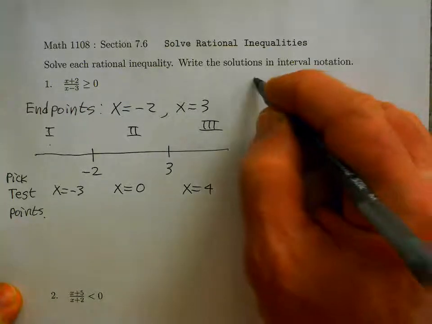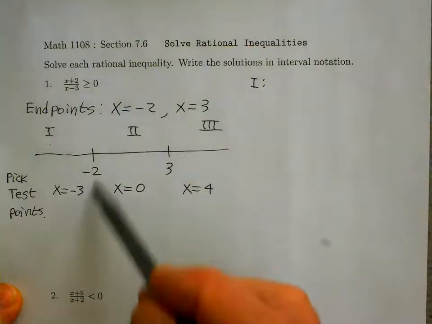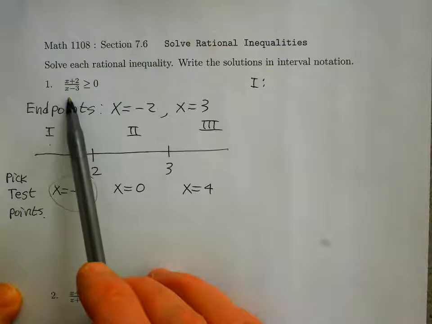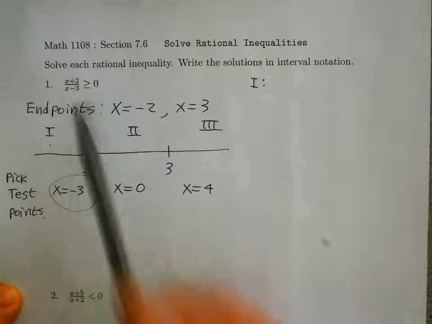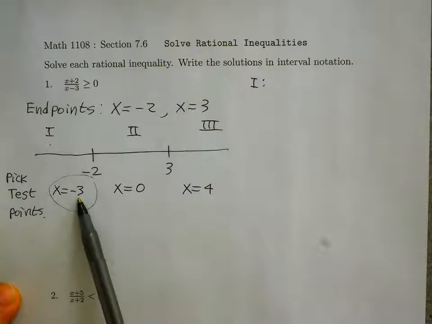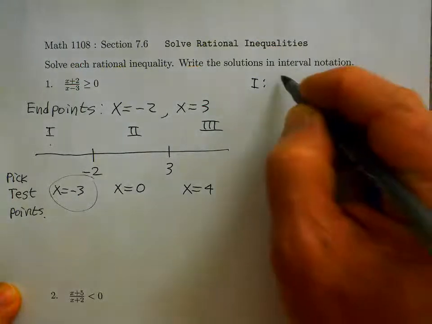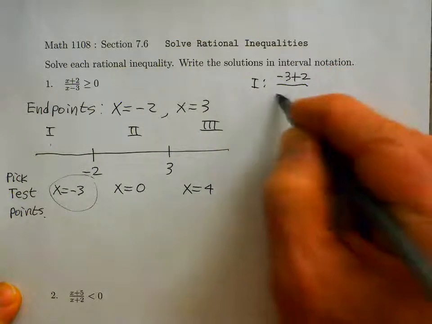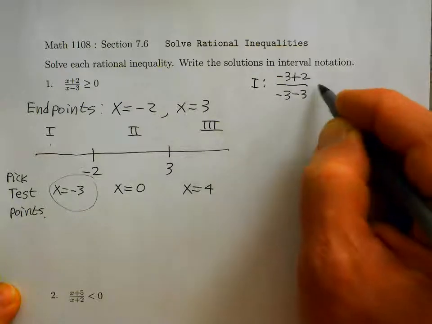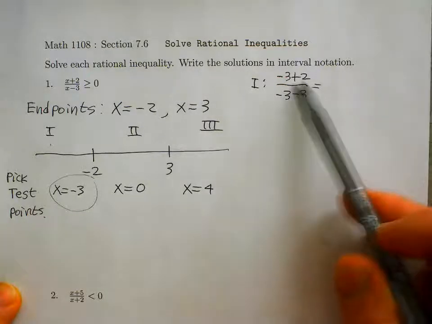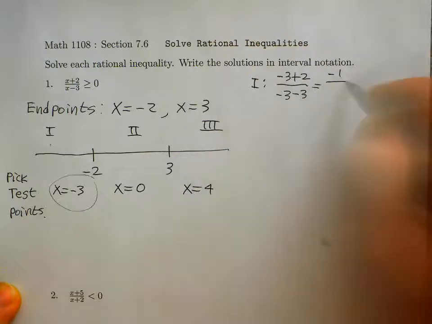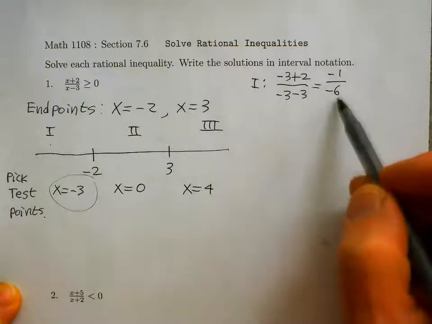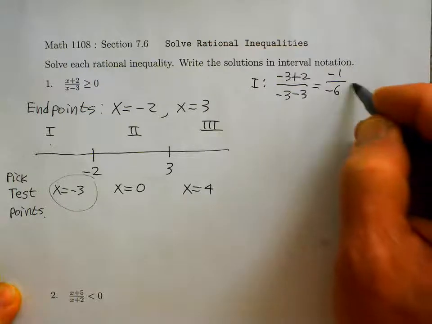Okay, then over here, we'll use those test points in the inequality. So in this inequality, x plus 2 over x minus 3 greater than or equal to 0, we're going to replace x with negative 3. So in the numerator, negative 3 plus 2. In the denominator, negative 3 minus 3. Then do the arithmetic. Negative 3 plus 2 is negative 1 in the numerator. Negative 3 minus 3 is negative 6 in the denominator. Simplify this. Negative 1 divided by negative 6 is positive 1/6.